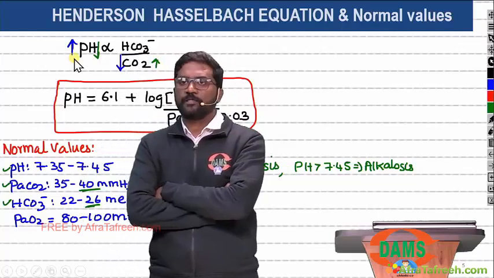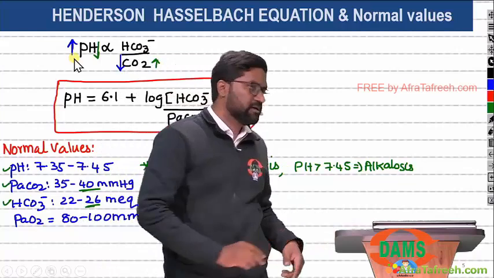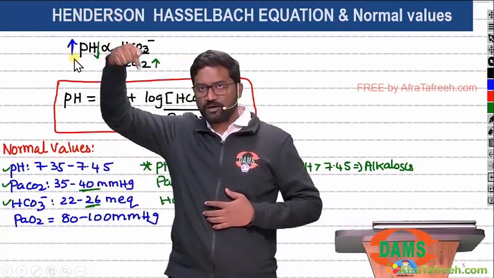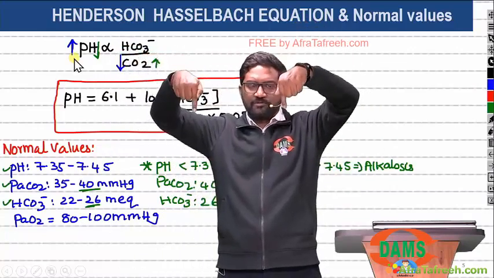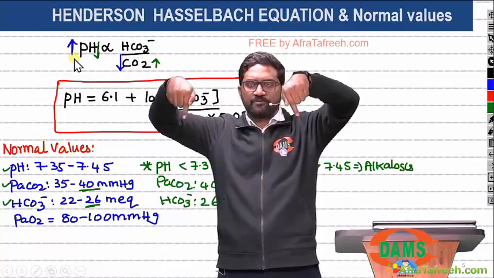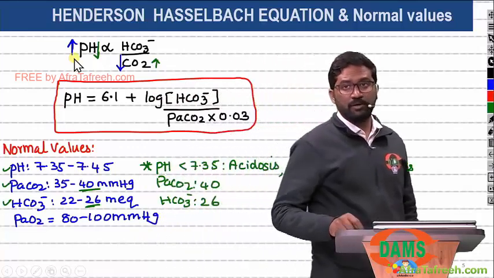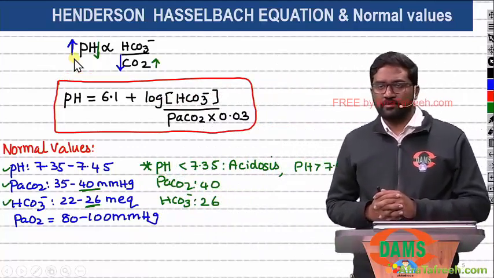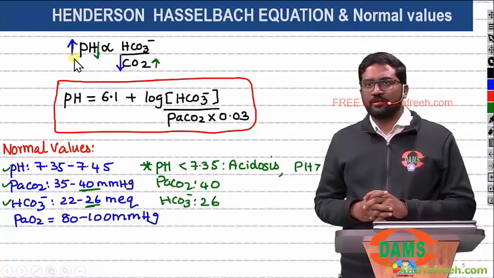Now suppose there is a patient with diabetic ketoacidosis. Due to accumulation of keto acids, his bicarbonate has decreased. So whenever bicarbonate decreases, pH will also decrease. Anywhere a decrease in pH is acidosis. This is due to bicarbonate. So it has to be called metabolic acidosis. Whenever there is a patient with DKA and metabolic acidosis, what will be his special pattern of breathing? Kussmaul's breathing.